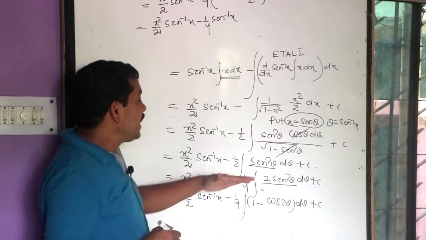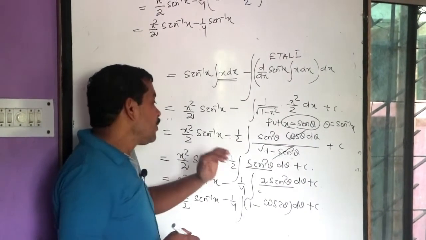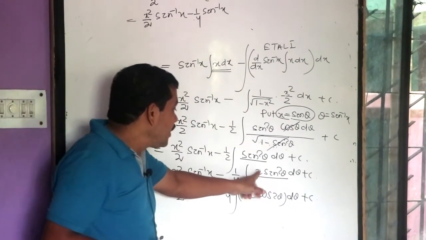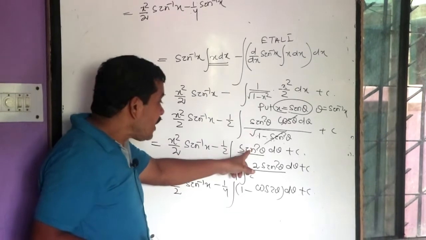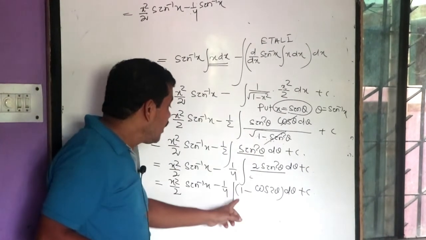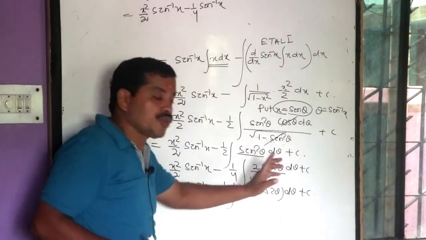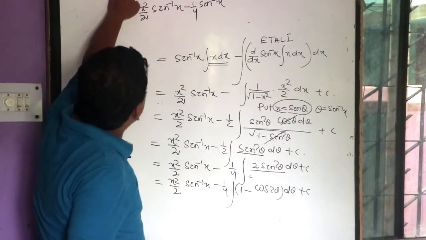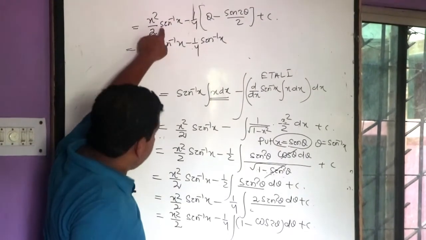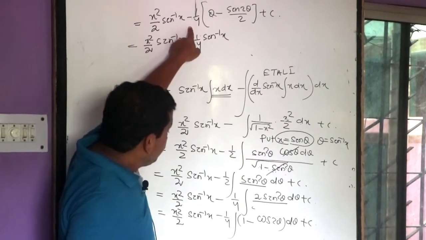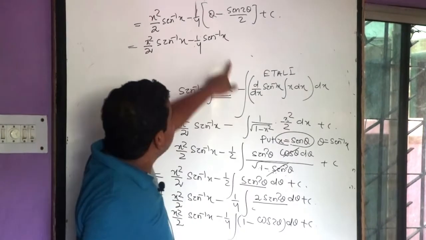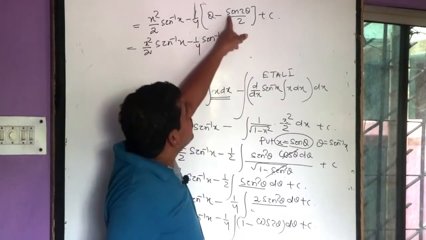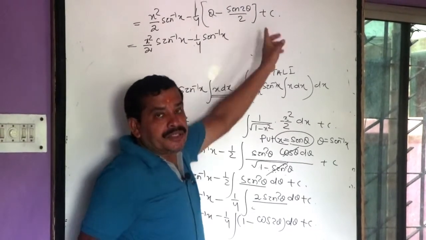We cannot integrate sin square theta directly, so we have to use the trigonometry formula. Multiply by 2 here, and here also 2. Instead of 2 sin square theta, we can write 1 minus cos 2 theta. Then we have to integrate this. That is equal to x square by 2 sin inverse x minus 1 by 4. Integration of 1 is theta minus integration of cos 2 theta is sin 2 theta by 2 plus c.